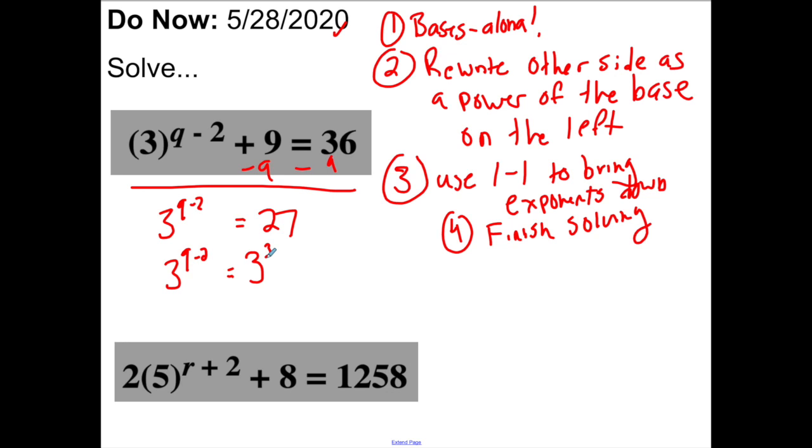Remember, we don't have the tools to be able to solve these problems unless we can use the one-to-one rule, which is we need to make the bases the same. Now, because these are equal to each other, the expressions, and the bases are the same, the exponents must be equal to one another. So therefore, q minus 2 is equal to 3, and solving for q, you get q is equal to 5. If you plug back in, 5 minus 2 is 3. 3 cubed is 27. 27 plus 9 is 36.